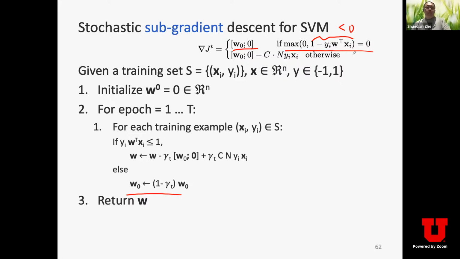On the other hand, if the function margin is less than or equal to 1, then 1 minus the function margin will be bigger than 0, and then the max value will be this term, 1 minus function margin. And then the subgradient will be like this. You just substitute into the update, and you get your update according to the subgradient.